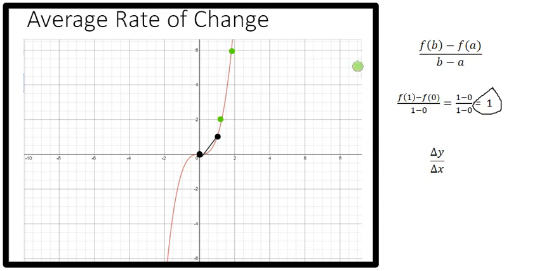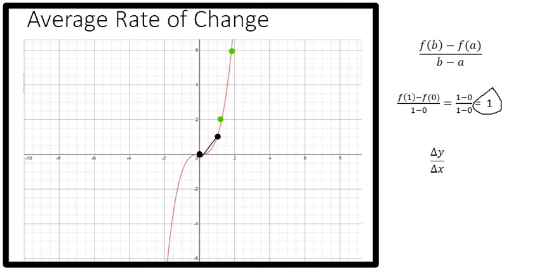All you have to do is plug in f of this point, which looks like it's 1.7 or 1.8. It's a weird value, but you would take f of this point minus f of this point over this x value minus this x value, and that would give you the average rate of change for this section of the graph.